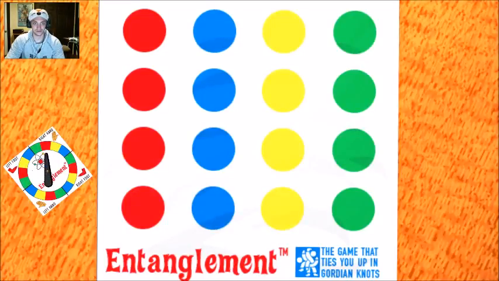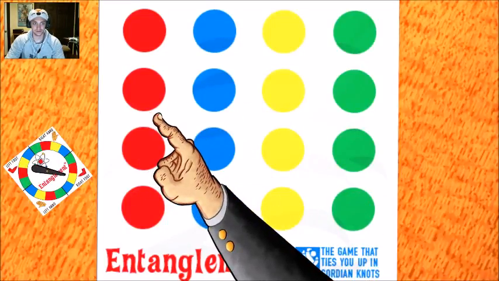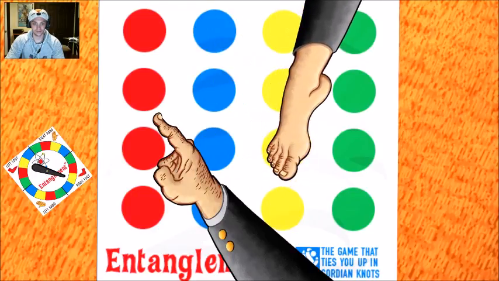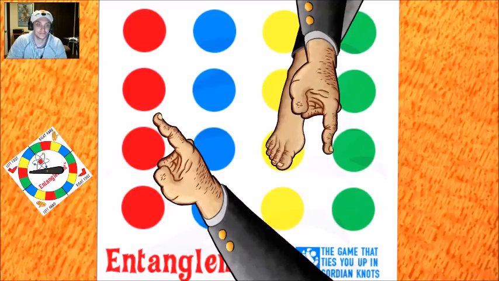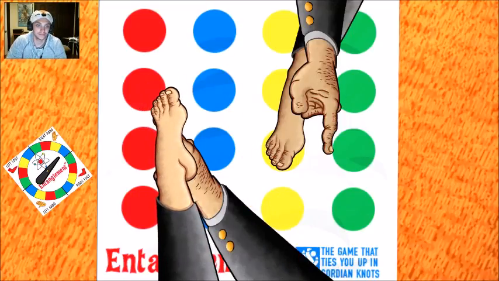Right hand, red. Right foot, yellow. Left hand, green. Left foot, red. Other hand, blue.